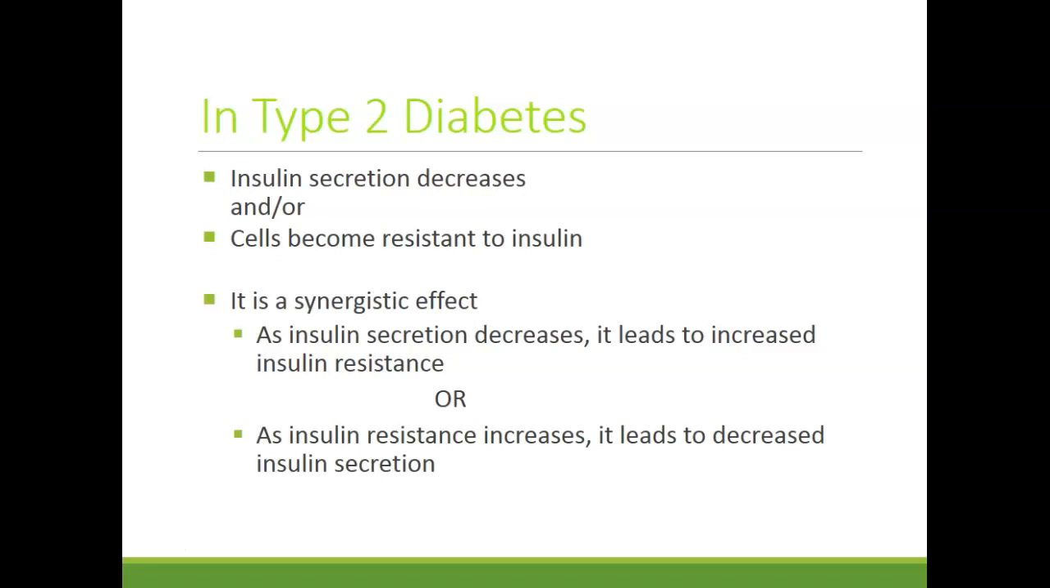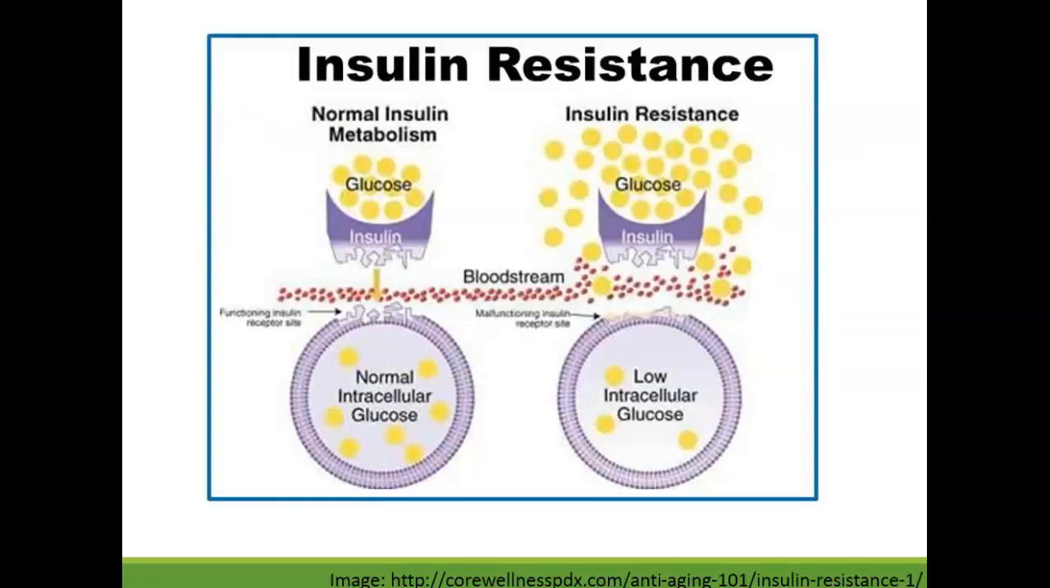Cells can also become resistant to the effects of insulin, which makes it harder for glucose to transport into the cells. And so basically, if insulin decreases, it can lead to an increase in insulin resistance, or if insulin resistance increases, it can lead to a decrease in the insulin secretion from the pancreas. This graphic just kind of gives you a sense of what normal insulin metabolism looks like versus insulin resistance, and again, these are going to be your cells down here.